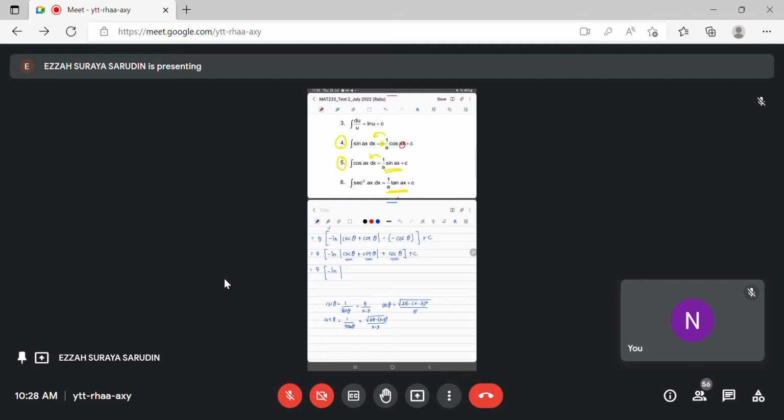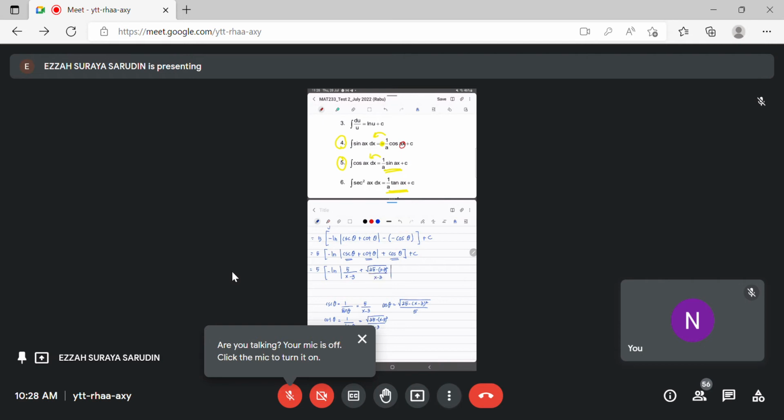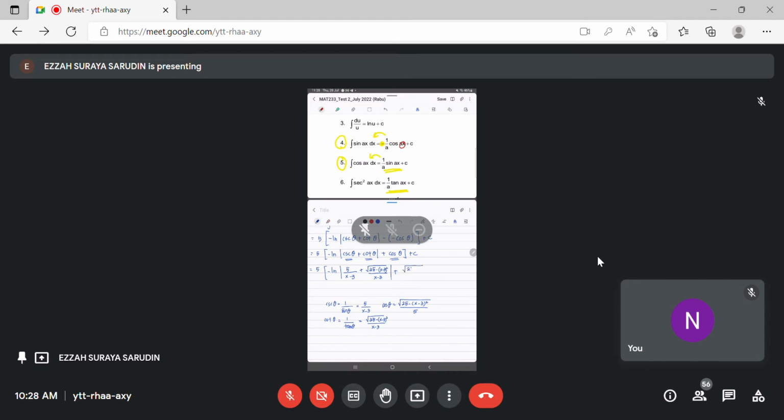Cosecant kita adalah 5 over x minus 3. Okay, plus cotangent over x minus 3. Okay, plus cosine. So square root 25 minus x minus 3 squared over 5 plus C. That's it. Kalau you tak confident nak expand, just leave it your answer as it is. Sampai sini je. Dia punya markah hanyalah sebenarnya dekat sini.